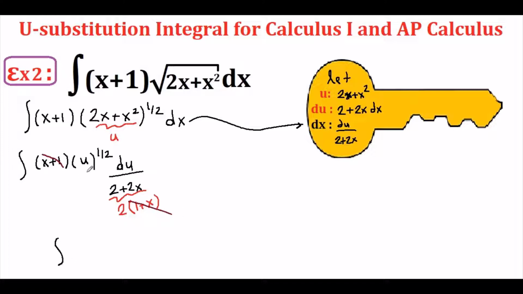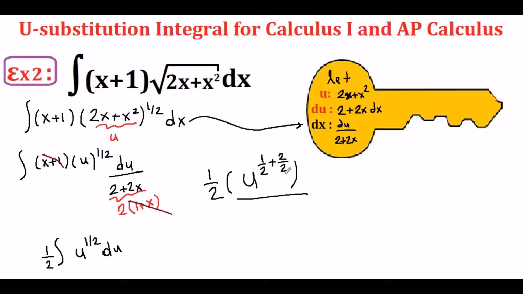So now we are left with the integral of u to the 1/2 du, and this 2 in the denominator we can pull to the front as 1/2. Now we know how to take the antiderivative of u to the 1/2. We have 1/2 in front, u to the 1/2. We add 1, express 1 as 2 over 2, and divide by 1/2 plus 2 over 2, which is 3 over 2.